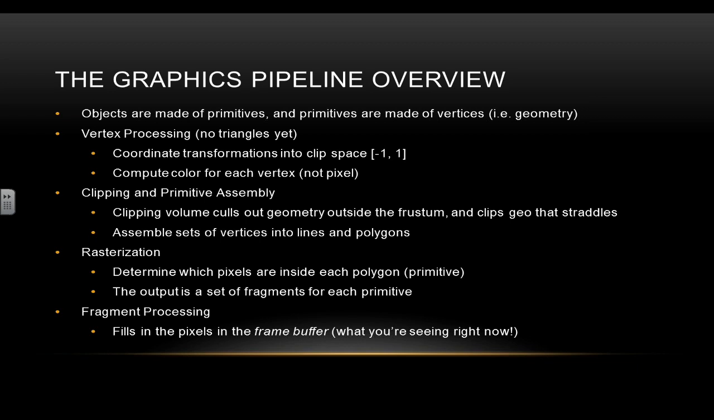And then finally, we have fragment processing. You can think of this as where the pixels live, and we give these things a color. So the rasterization is determining which pixels on the screen need to be lit, and then finally, fragment processing is determining the color. Does that make sense? Those are the four major phases of the graphics pipeline. You need to know them.